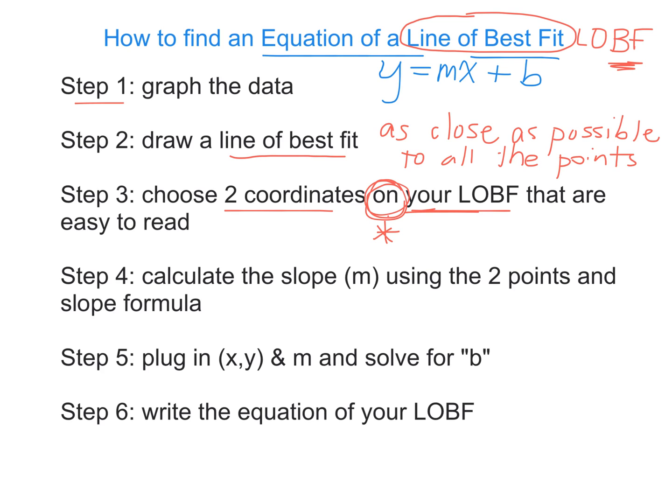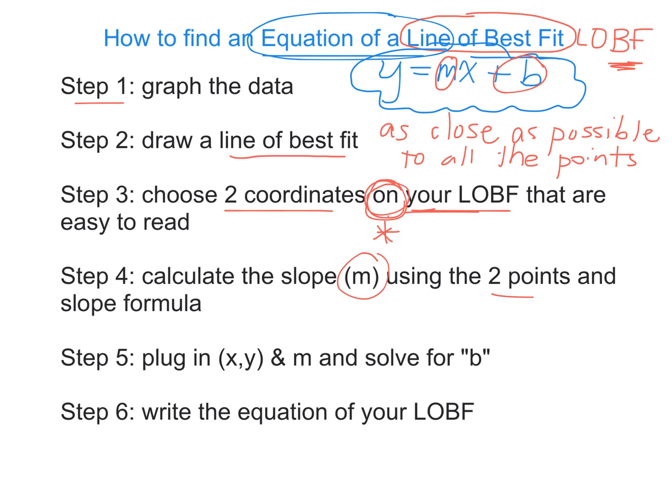Remember, the activity here is to find an equation of a line in the form y equals mx plus b. In order to write an equation, I need to know m and I need to know b. So the first thing we're finding is m. We're going to calculate the slope using the two points that you chose and the slope formula, y2 minus y1 over x2 minus x1.